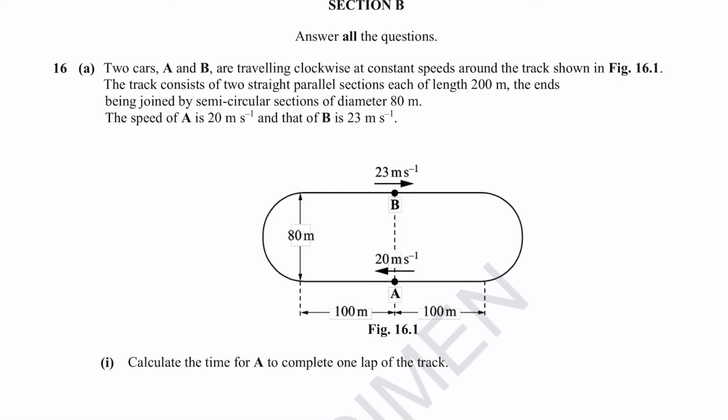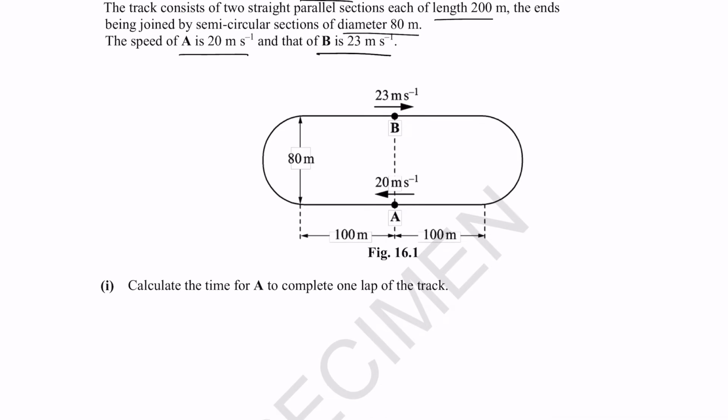Question number 16, part A, says two cars, A and B, are travelling clockwise at constant speeds around the track, shown in figure 16.1. The track consists of two straight parallel sections, each of length 200 meters, the ends being joined by semicircular sections of diameter 80 meters. The speed of A is 20 meters per second and that of B is 23 meters per second. Calculate the time for A to complete one lap of the track.